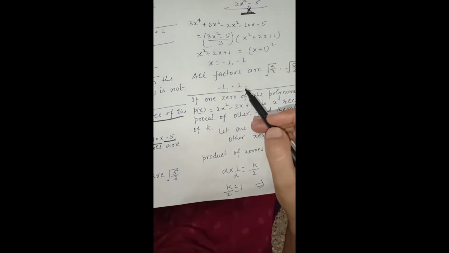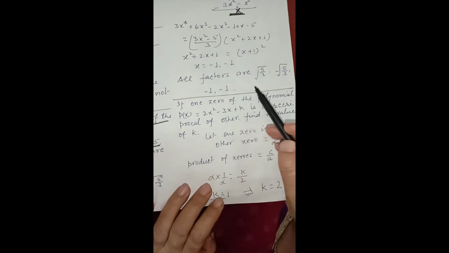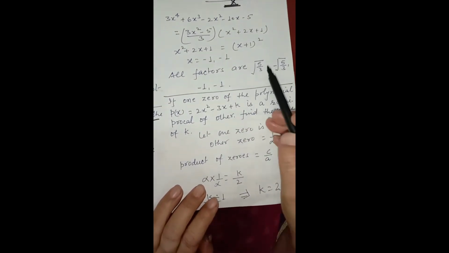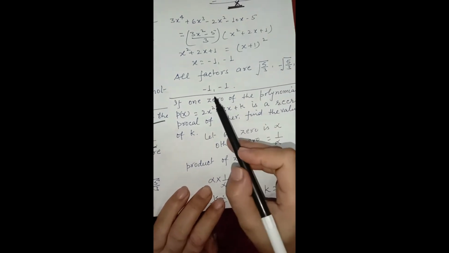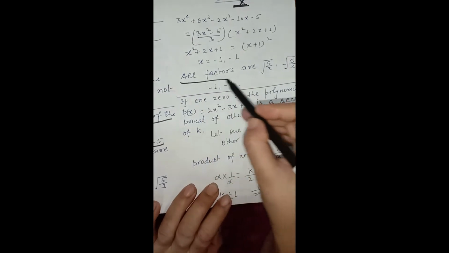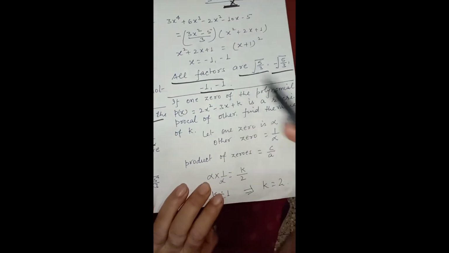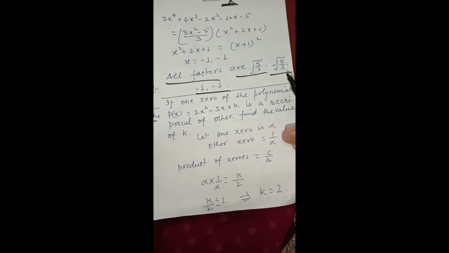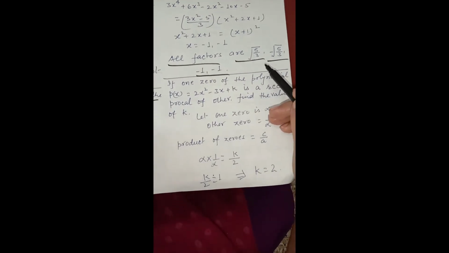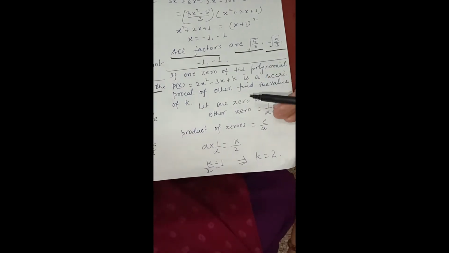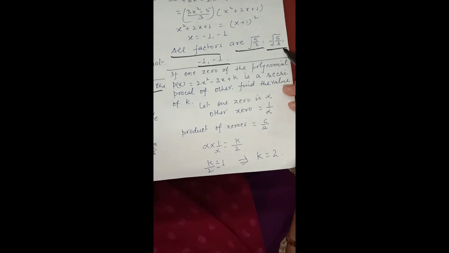So in that way we got all the four factors: root 5 by 3, minus root 5 by 3, minus 1 and minus 1. So all four factors we have got here. In the answer you have to mention all the four factors. It doesn't mean that two factors are given, so you mention only two factors which you found. You mention all the four factors, as whatever is asked in the question you have to do accordingly, otherwise they can cut your half marks for that.